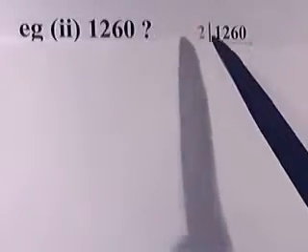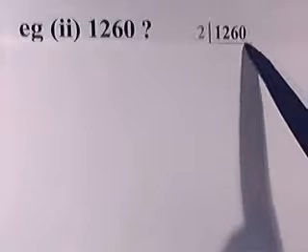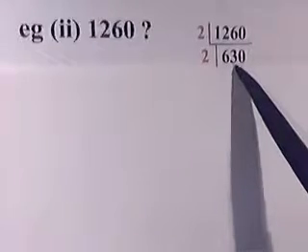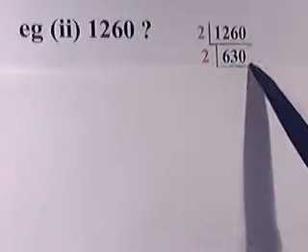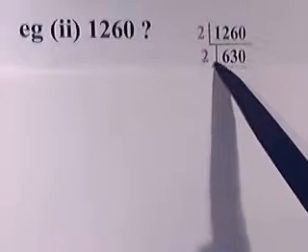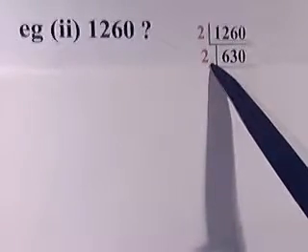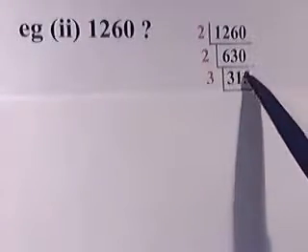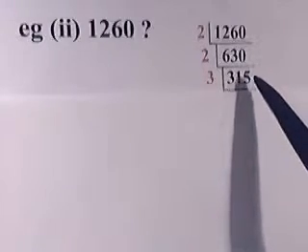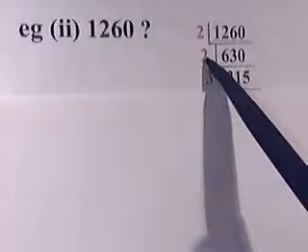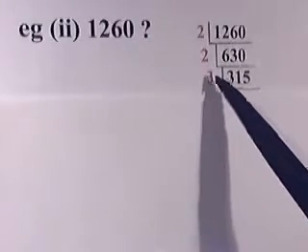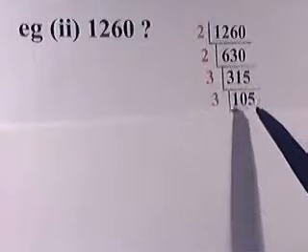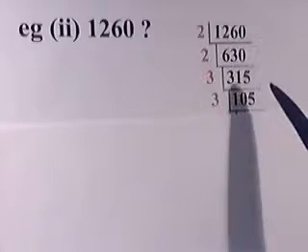Okay. Well, 2 certainly will divide into it because there's a 0 on the end, so it's an even number. And 2 will divide into that 630 times. Now, this is again even, so I can continue to divide it by the lowest prime number, 2. 2 will divide into that, and it'll go 315 times. Now this 5 on the end shows me it will not divide by 2 again, so I move up to the next prime number from 2 to 3. 3 certainly will divide into 315, and it'll divide 105 times.